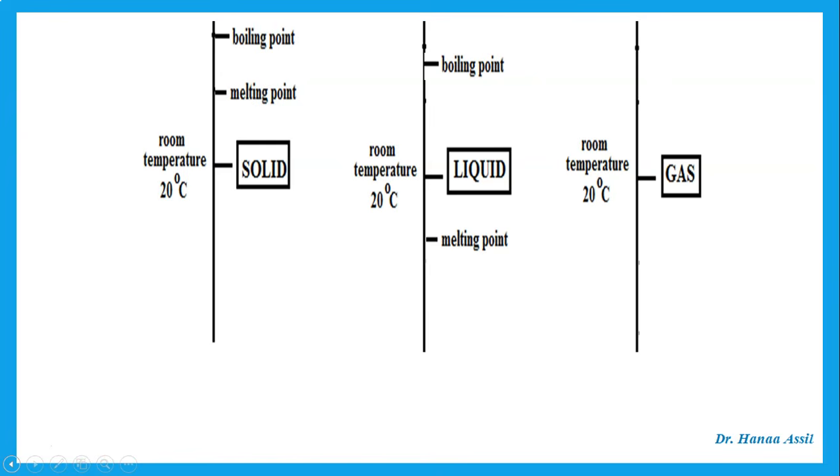What if something is a gas at room temperature? That means it has already melted and it has already boiled, so that means at room temperature we have passed the melting point and the boiling point, and that means that it has very low melting point and very low boiling point. Are we following?